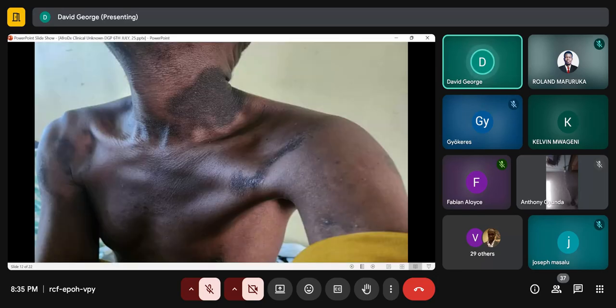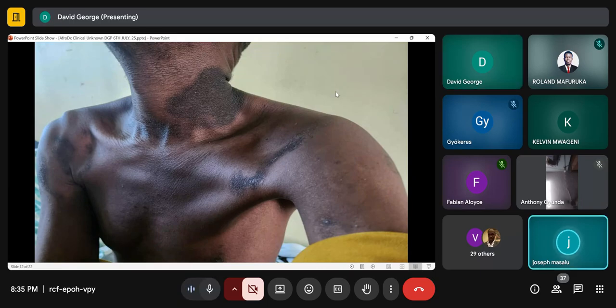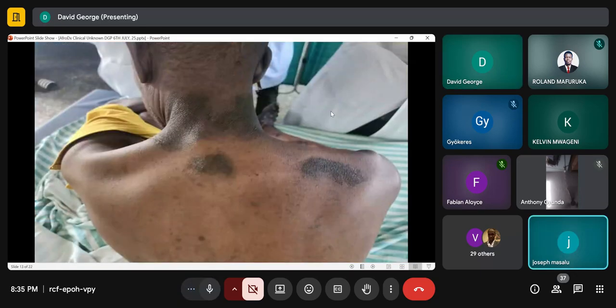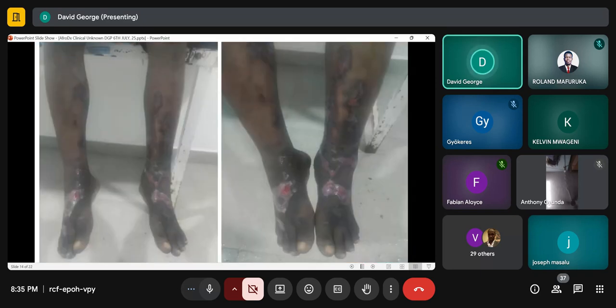So here is the skin exam. I'll let you take your time, and when you're ready, just let me know to move on to the next one. Yeah, sure, we can move on. I can describe them later. Okay, so here is another image.